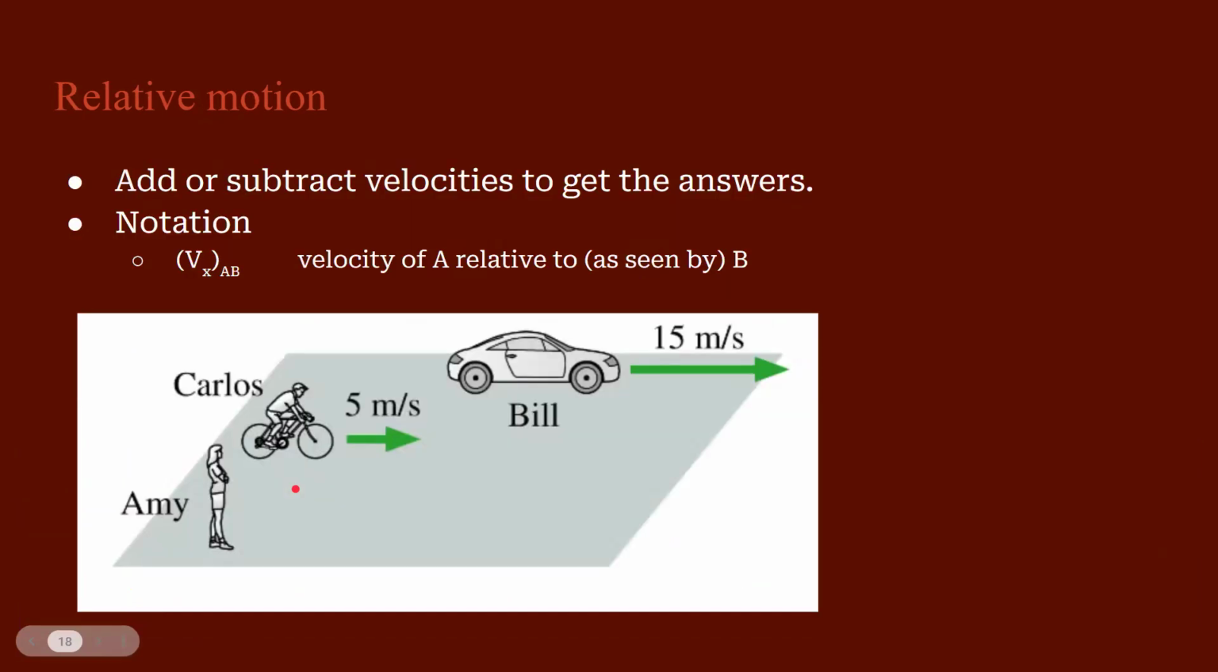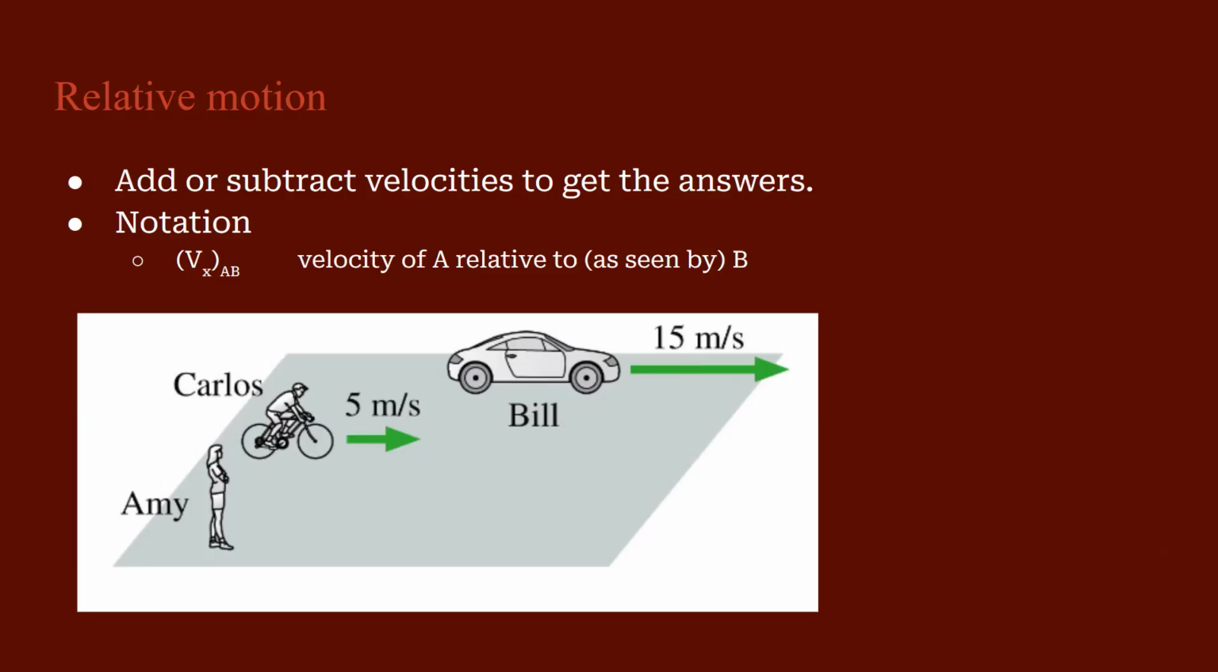All right, if we're talking about relative motion, basically we're saying what is something's motion in relation or relative to a different thing or object. So in this situation, Bill in the car is going 15 meters per second. To Amy, that's what it will look like because she's stationary. To Carlos, it's going to look like it's only going 10 meters per second because he already is going 5, so it's only going 10 faster than him. So from his point of view, it's only 10 meters per second.